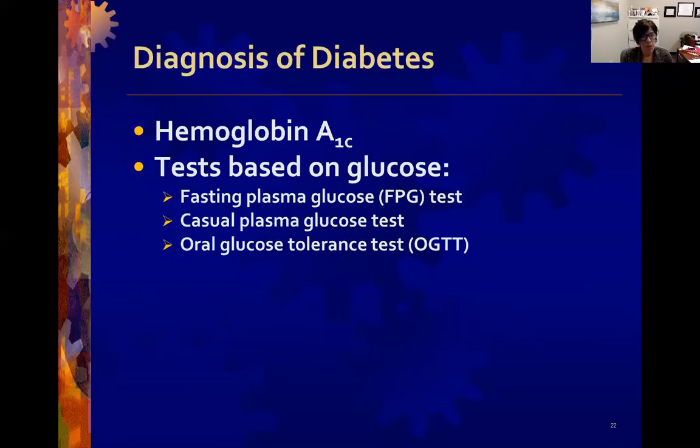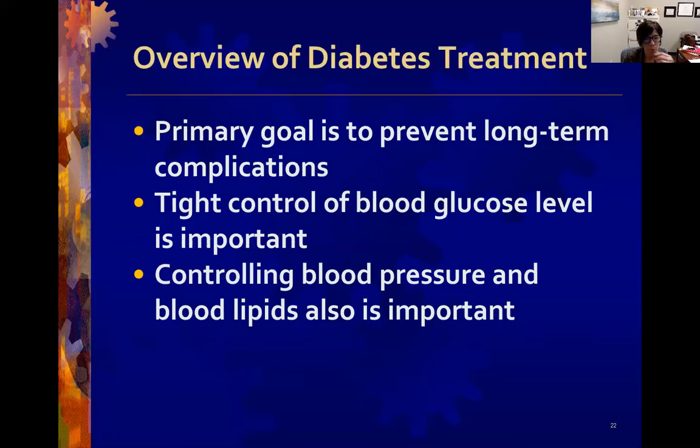Okay, so diagnosing diabetes, you have tests based on glucose. We can do a fasting blood sugar test, a casual plasma glucose test. I had this on the slide from last year. Usually it's over 200, or an oral glucose tolerance test.